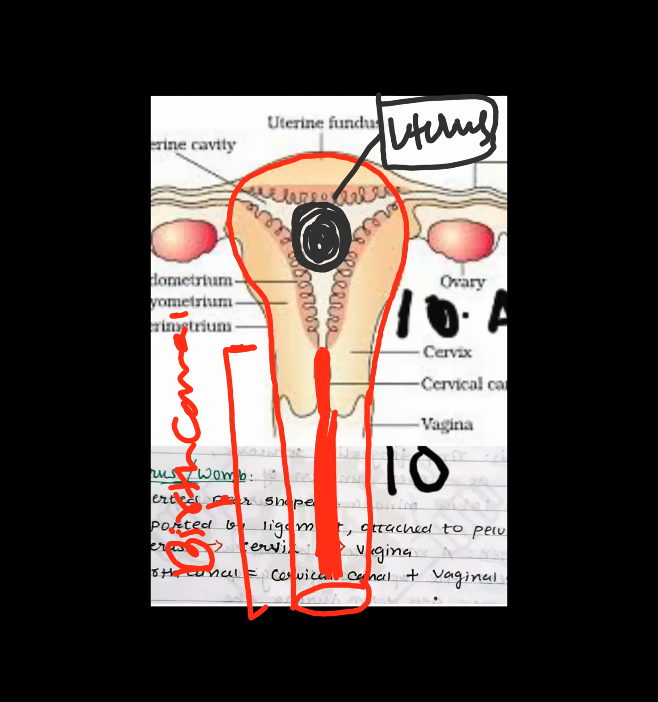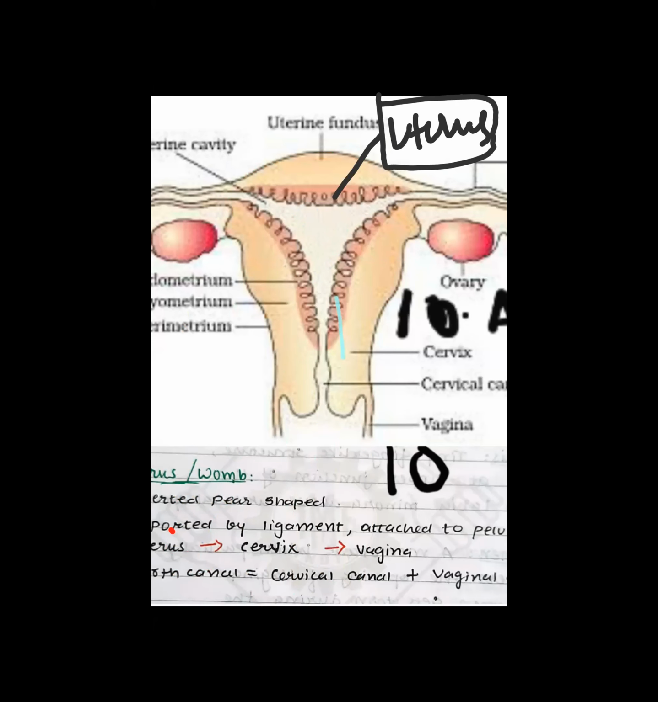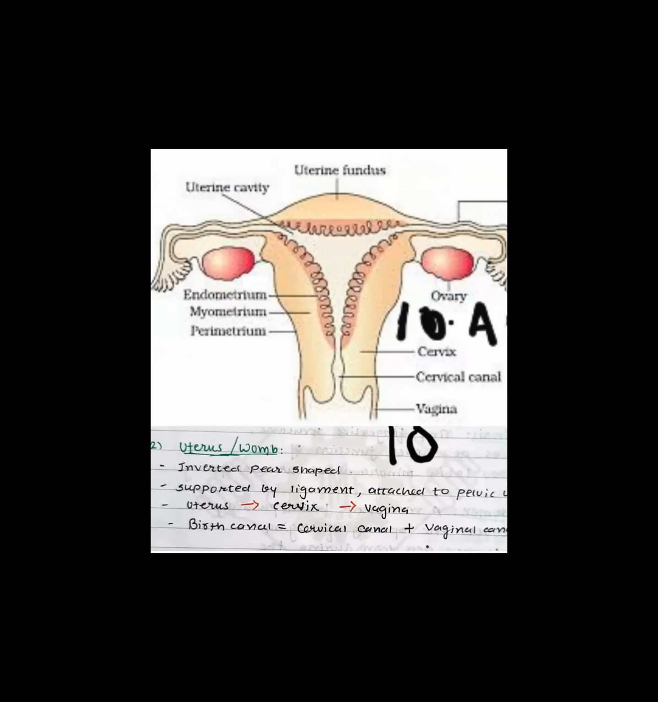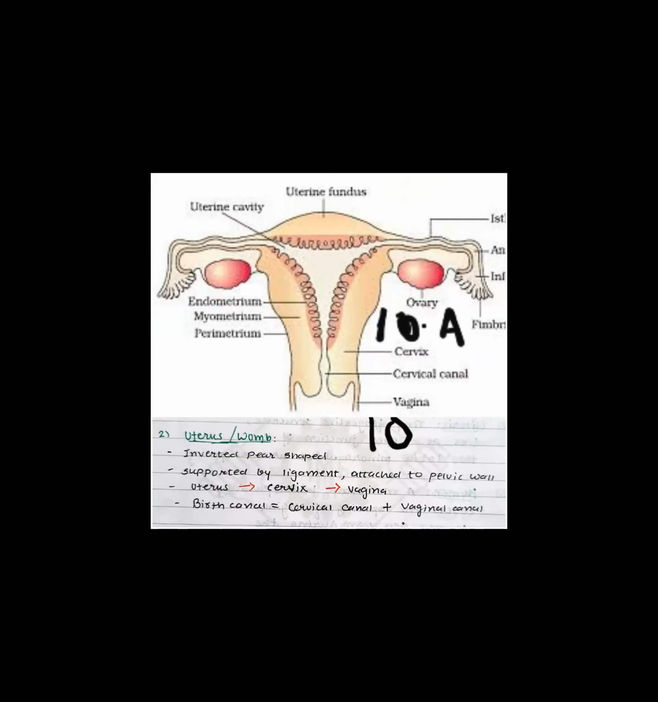So this cervical canal and this vaginal canal together is known as birth canal, through which the fetus will come down and will be delivered to outside. So again, I will go through this one. Uterus is the site for gestation.